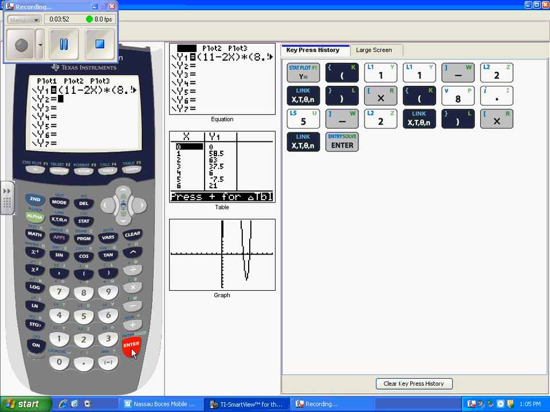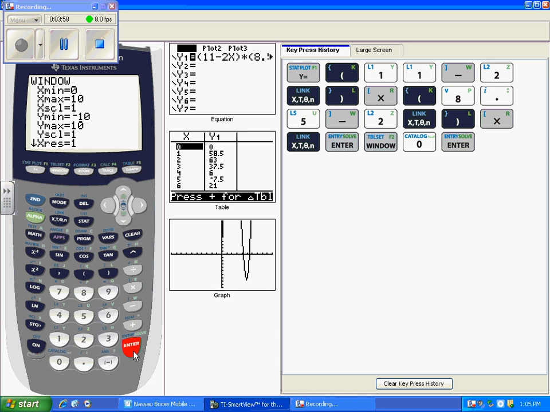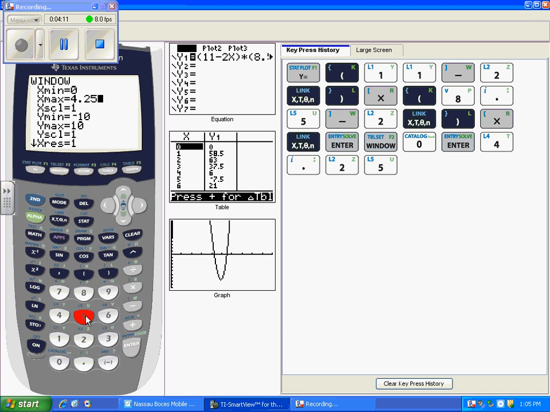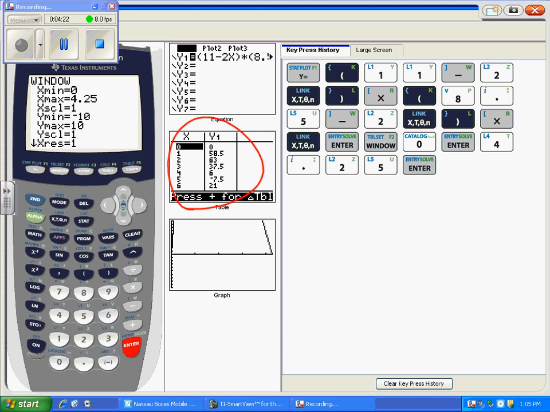The next piece I'm going to do is go to window, and I'm going to make our domain. So Xmin is going to be 0, because we know that x represents the length of the side of the square, and the smallest square we can cut out just has a length slightly bigger than 0. And our Xmax is going to be 4.25. Now, I sort of have an advantage by using this online calculator, the TI SmartView, because if you look in the middle here, you can see a table. In that table, I can see all my x values and the y values, and that will help me figure out what Ymax would be.